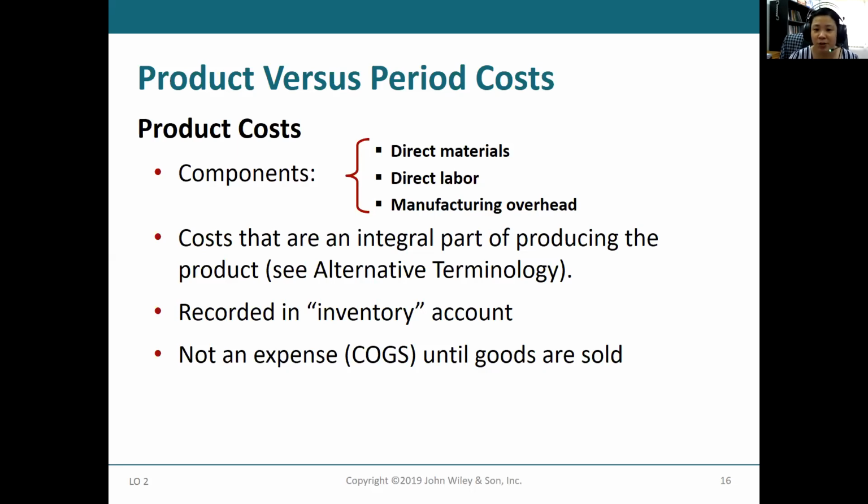Okay, so these three types of costs, we call product costs or manufacturing costs. And they are the costs that take part in producing the product. And normally we record these total costs in the inventory account in a manufacturing company. And we can only expense this as a cost of goods sold when we sell the inventory.